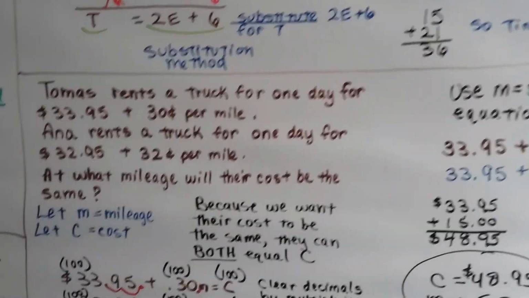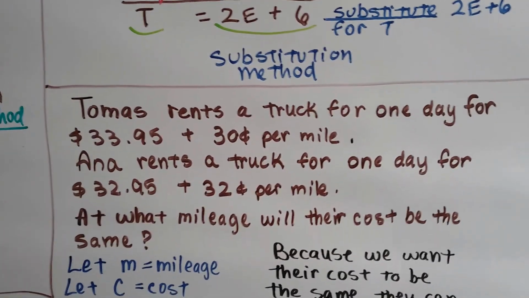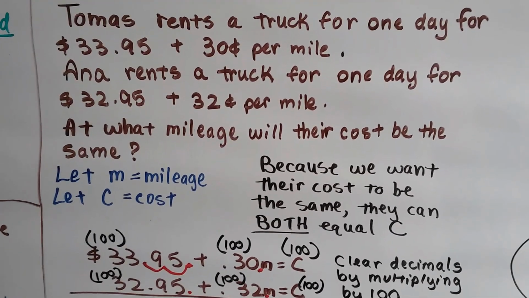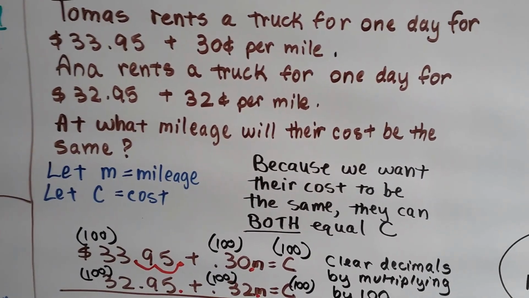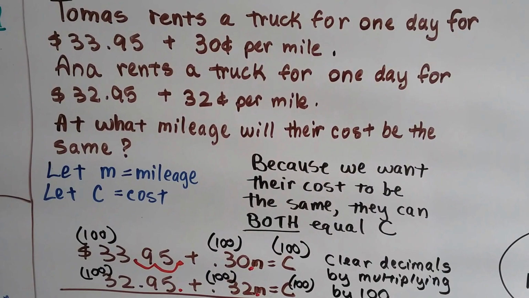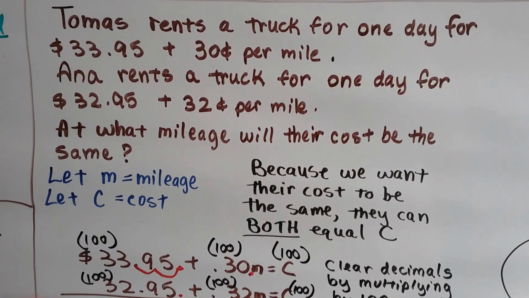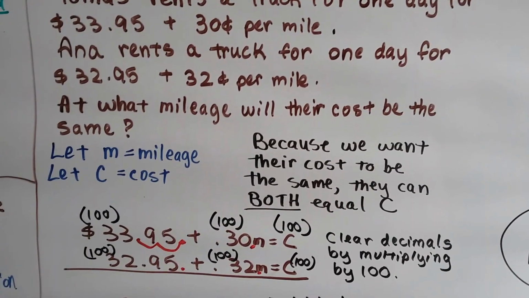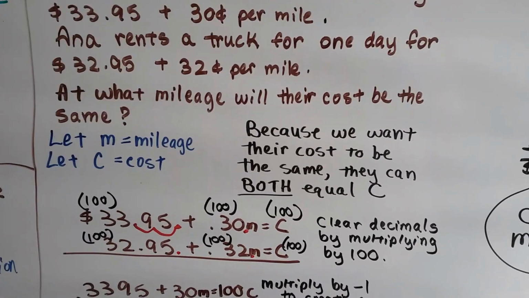All right, here's our last one. Tomas rents a truck for 1 day for $33.95 plus 30 cents for every mile. Anna rents a truck for 1 day for $32.95, that's $1 less, and 32 cents per mile, that's 2 cents more. So at what mileage will their cost be the same?